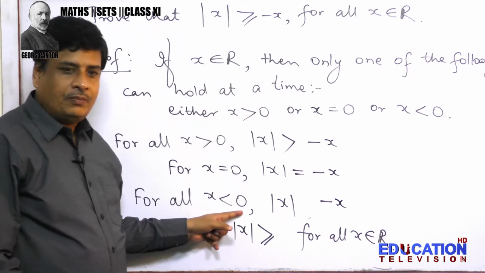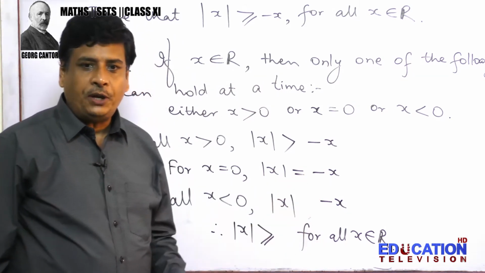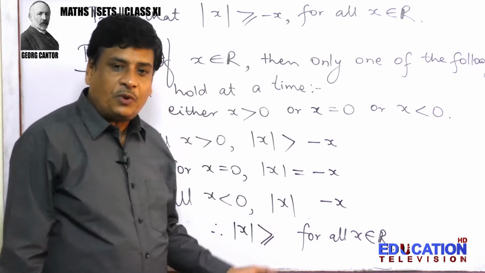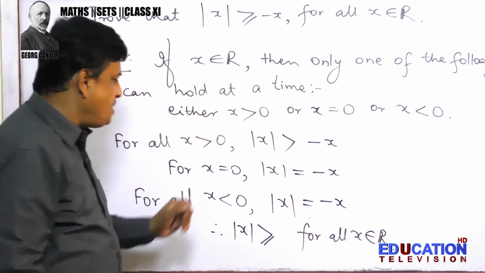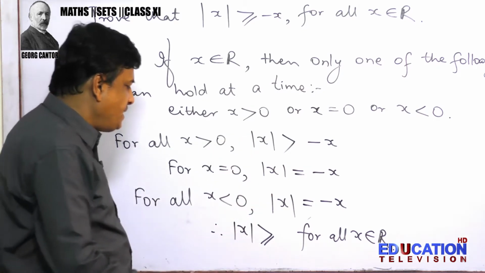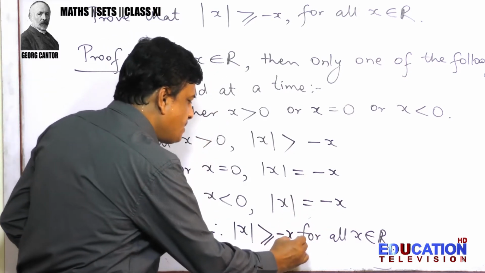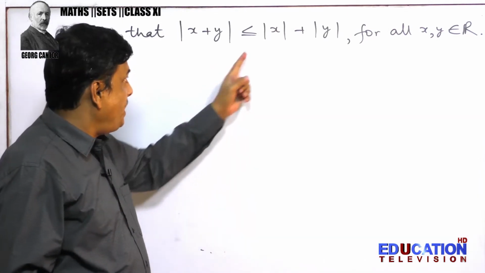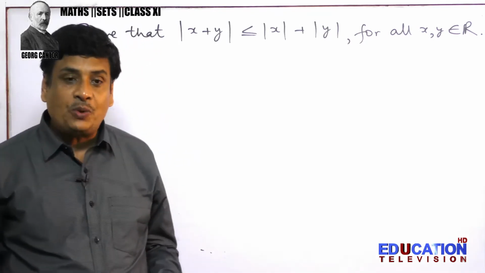X is negative. X less than 0 means x is negative. Then minus x is written. So minus x is positive. Modulus x is also positive. So these two are equal in case x is negative. So from these three, what we conclude? Modulus x is either greater or equal to minus x for all x belonging to R. Now prove that modulus x plus y is less or equal to modulus x plus modulus y for all x, y belonging to R.